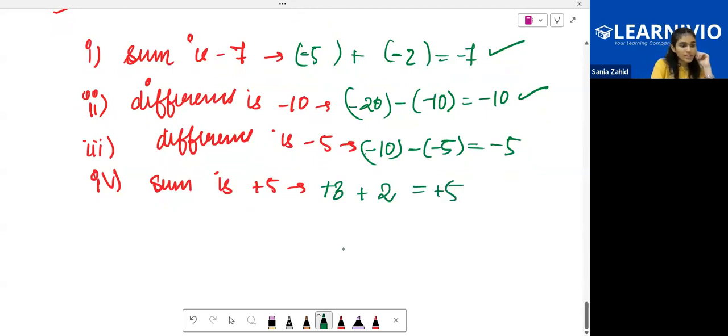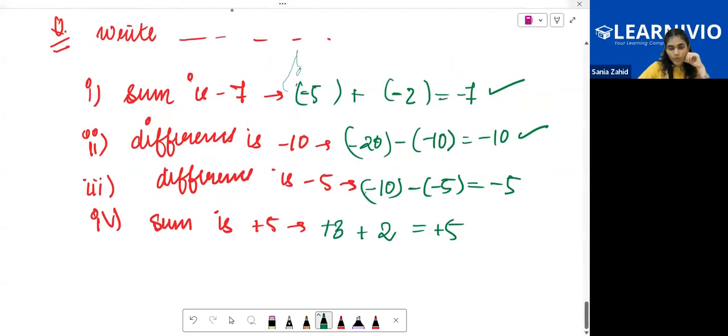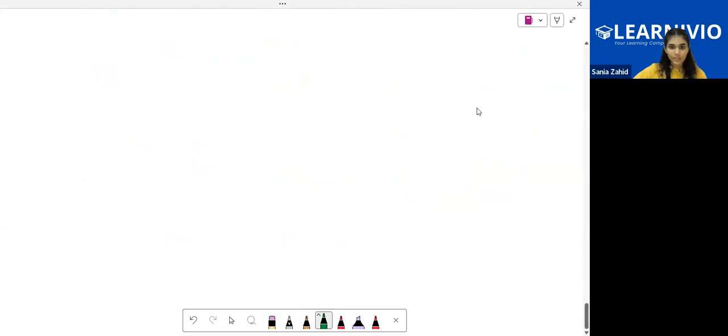Very good. Razan, are you also getting the answers? For first and second, I wrote -4 and -3. Okay, you added -4 and -3. That's correct for the first one. And for the second one? -15 and -5. Yeah, that's also correct. No problem. Can you now do this type of questions on your own? Yes, ma'am. Okay, good.